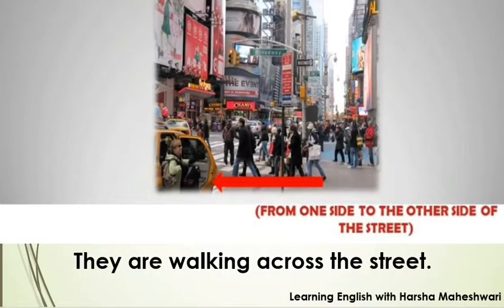Next, pay attention to these people. What are they doing? They are walking across the street. So they are walking from one side to the other side of the street. So here, across is a preposition.